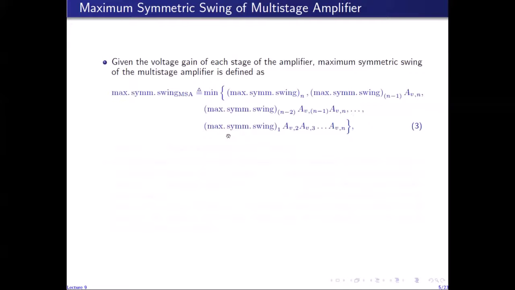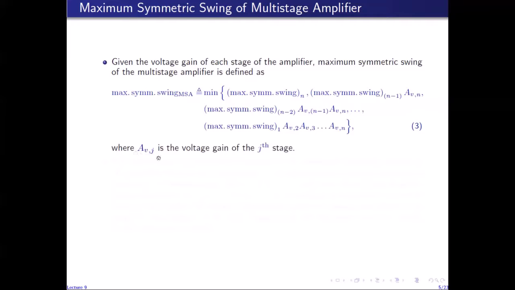And we do that for all the stages, all the way down to the first stage. So we find the maximum symmetric swing of the first stage, and then we multiply it by the voltage gains of the following stages to obtain the maximum symmetric swing at the final output due to the first stage. And then we define the minimum of these quantities as the maximum symmetric swing of the multi-stage amplifier.